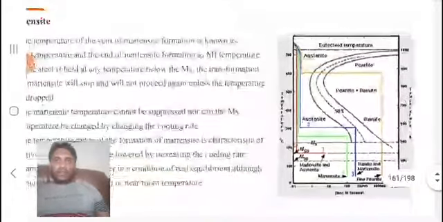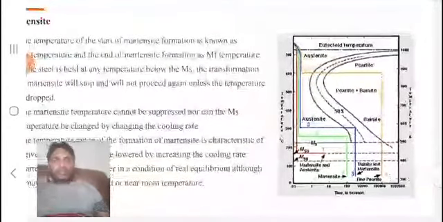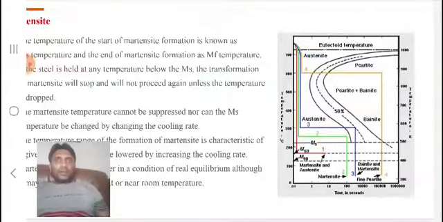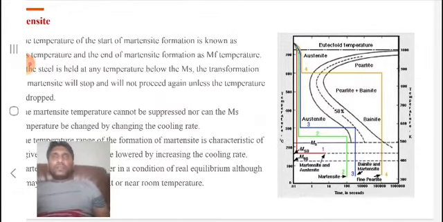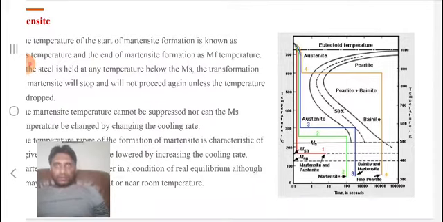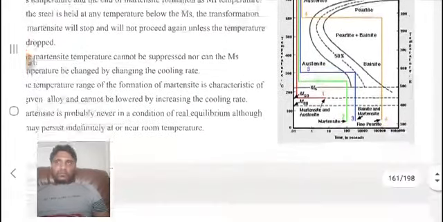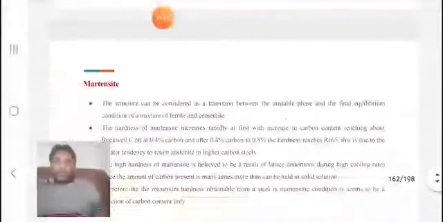In pearlite we have different microstructures. One is sorbite, then troostite, and upper bainite and lower bainite, and then martensite. So these are the different phases, microstructures. Actually martensite is a microstructure. So bainite is next to martensite.